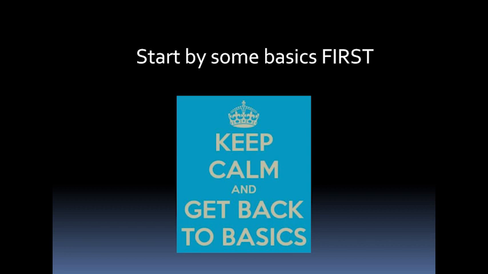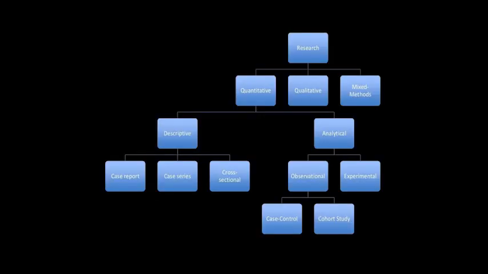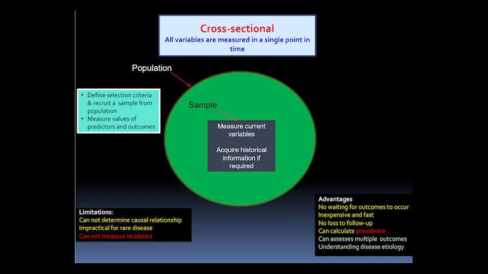If you remember, to come up with any evidence in clinical practice, we have to know where the evidence came from. Was it a cohort study? Was it case control? If so, then this is observational, and this is what we call analytical. Analytical is under quantitative, and this is under research. Research can be divided into many different subcategories. One of them is descriptive, when you have a case report, case series, and sometimes cross-sectional. Cross-sectional is when you have a target population and all variables are measured at a single point in time.